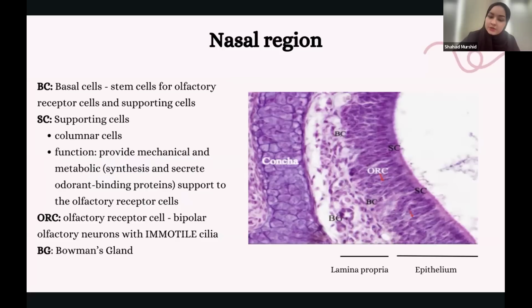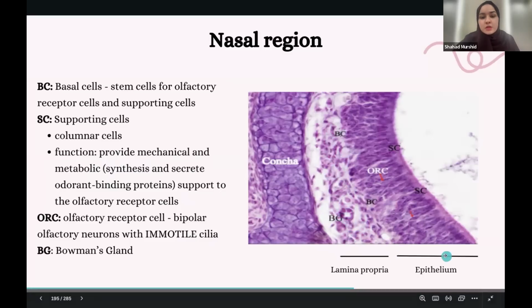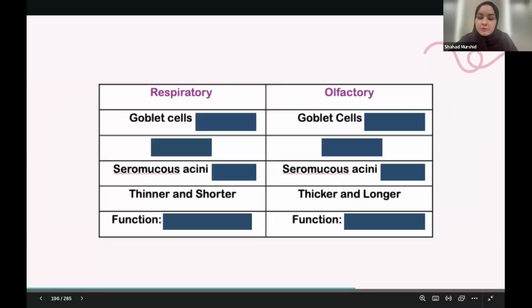Okay, now the olfactory receptor cells, they are bipolar olfactory neurons, and they have immotile cilia. Because as we said, the function of the cilia here is not to sweep something away or to move anything. It's just for detecting odor, so it doesn't need to move. So this is immotile cilia. And then again, we have Bowman's glands in the lamina propria. This just looks like a gland. These are how glands look. So yeah, we have lamina propria and the epithelium. Next, we're done with it.